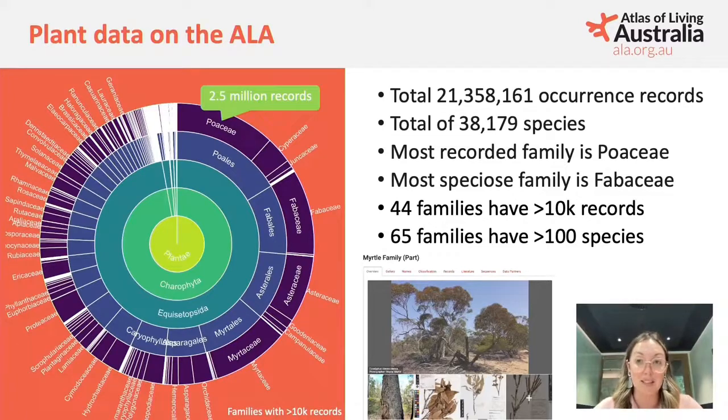Fabaceae is also the most speciose family, with occurrence records for over 3,400 different species. And although it's tricky to see here, 44 plant families on the Atlas have over 10,000 occurrence records, and 65 families have records for over 100 species.